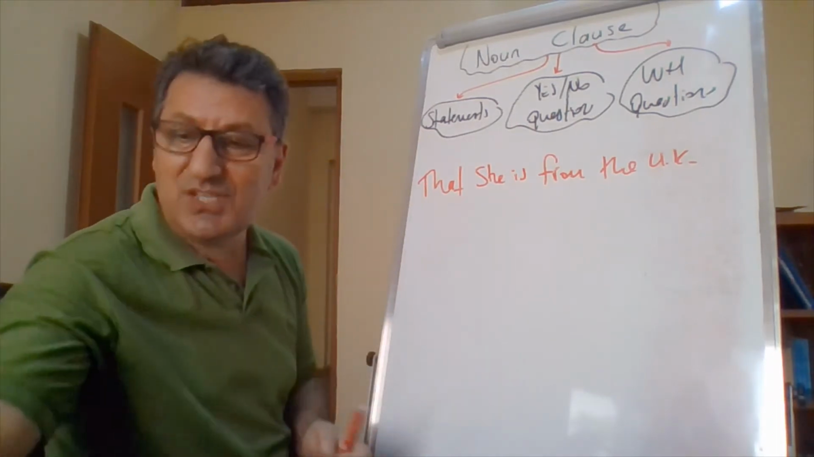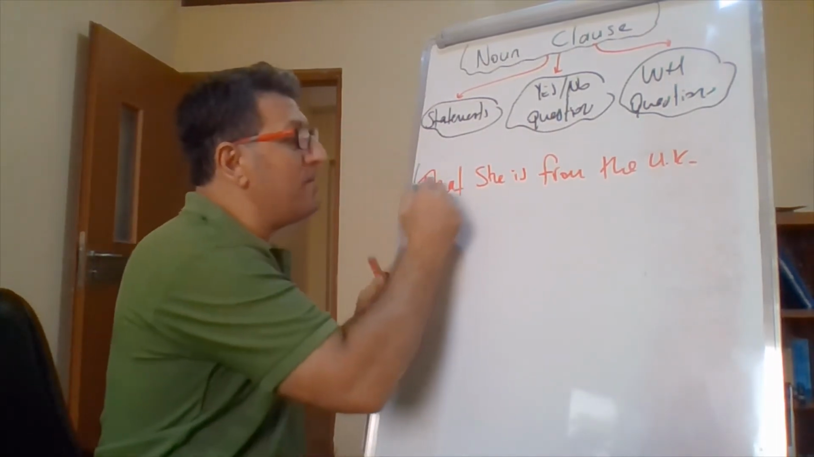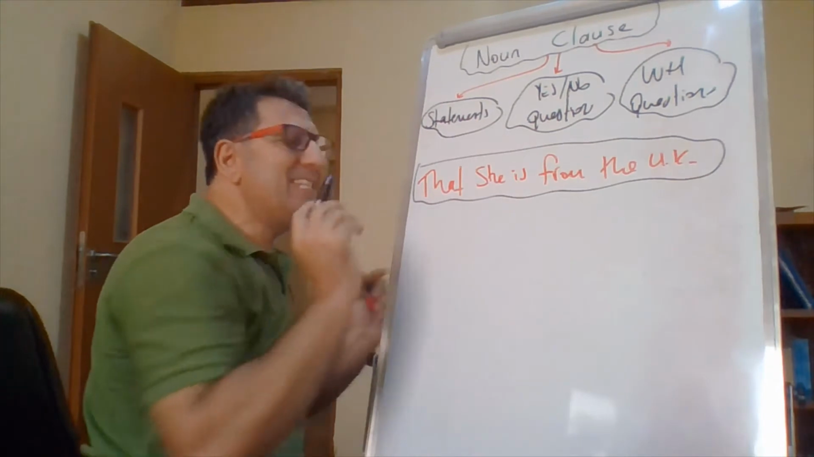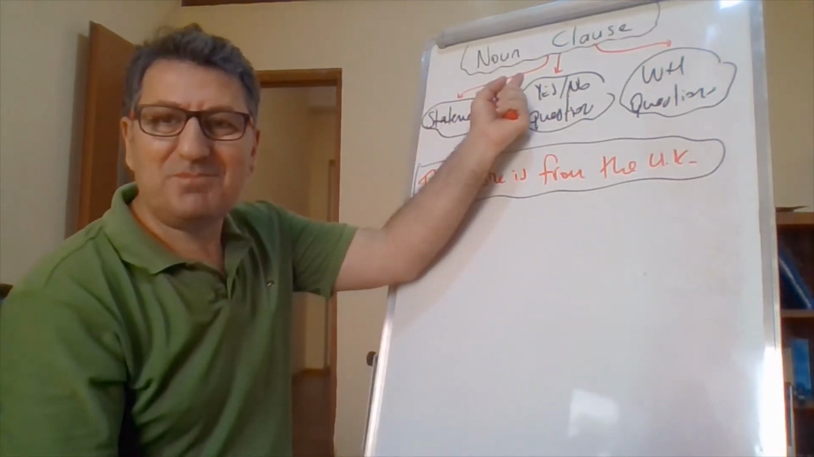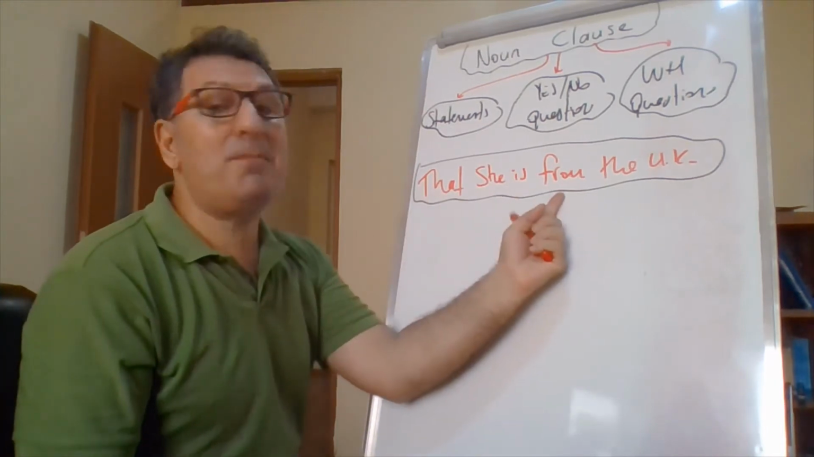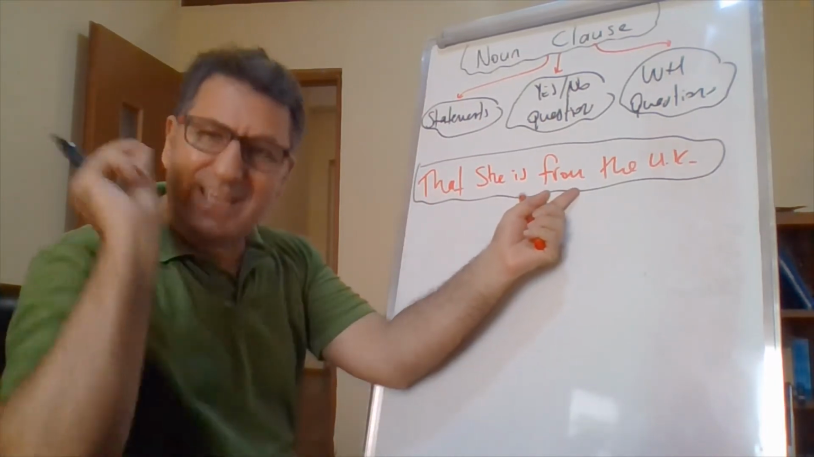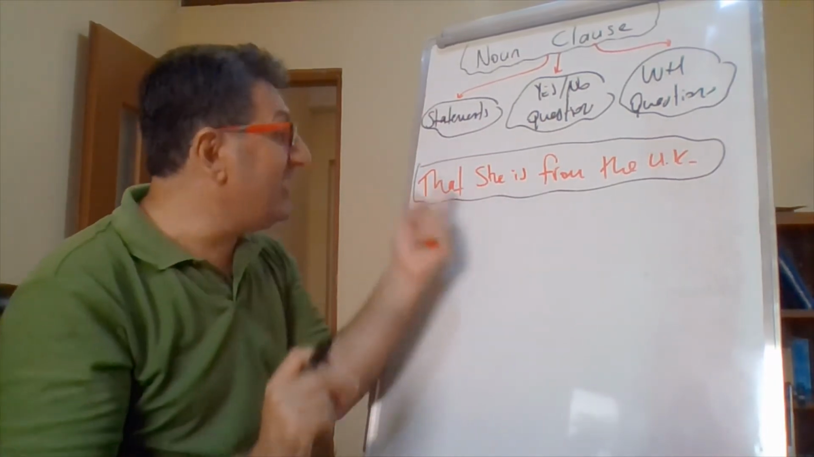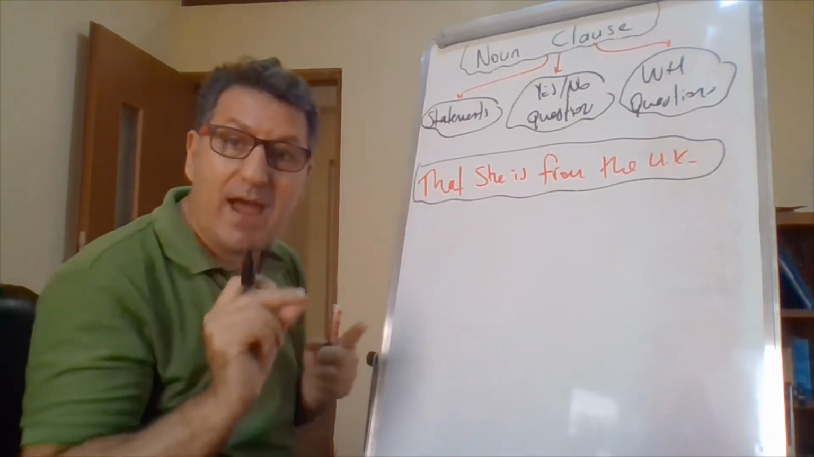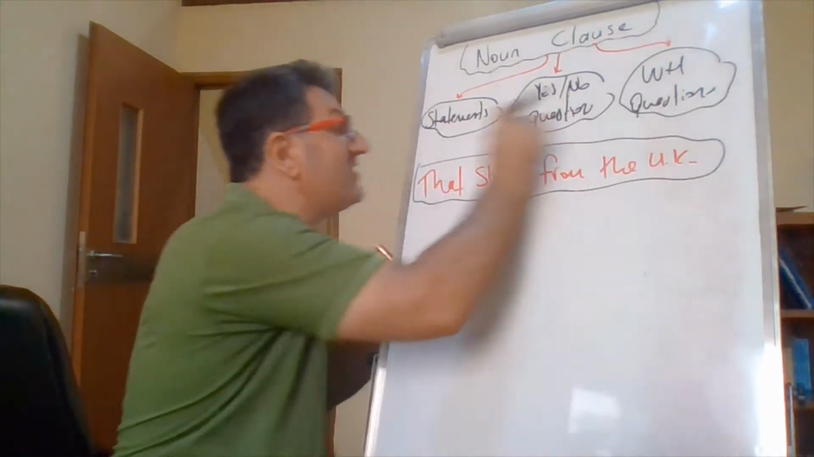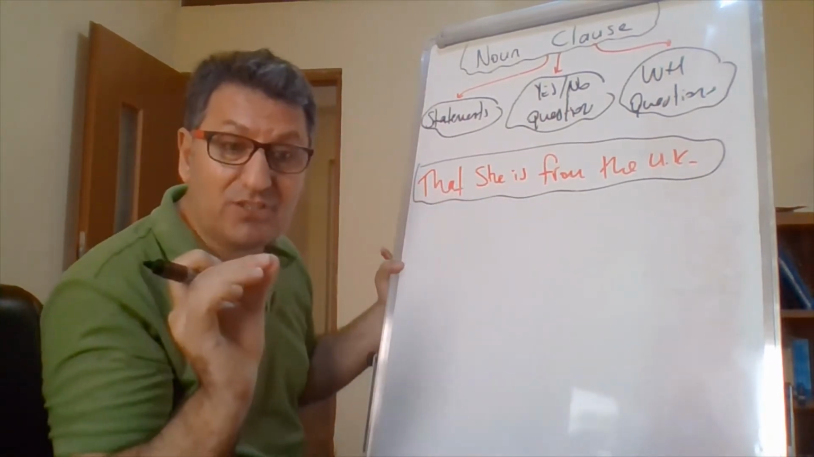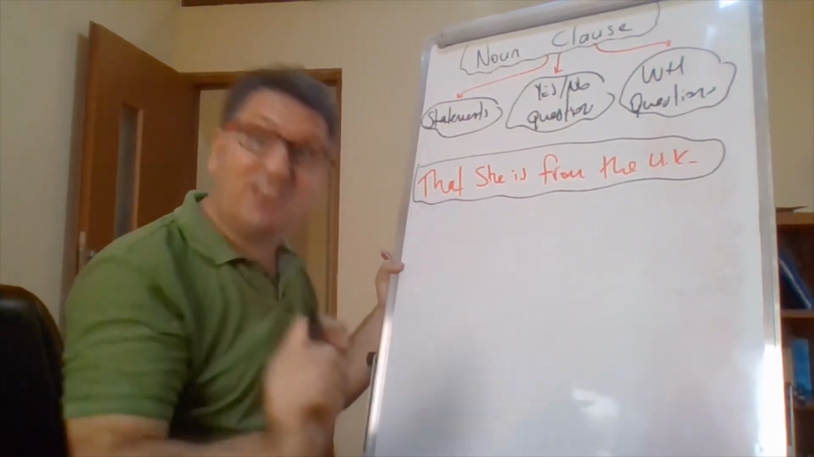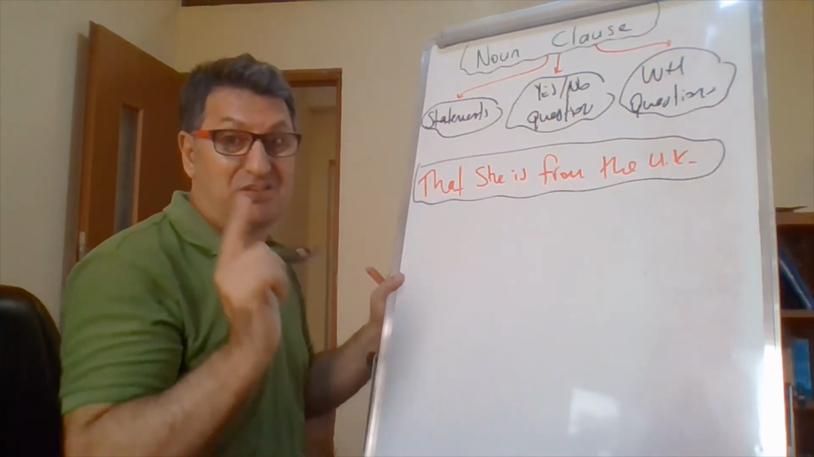Now this one, that she is from the UK, is not a sentence. Now it's a noun clause. That she is from the UK is not a sentence, but it's a noun clause now. By taking this as it is, now you can use it as a whole as the subject or object of another sentence. It's great, isn't it?